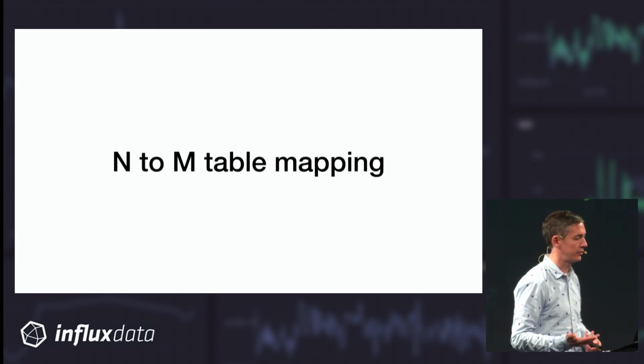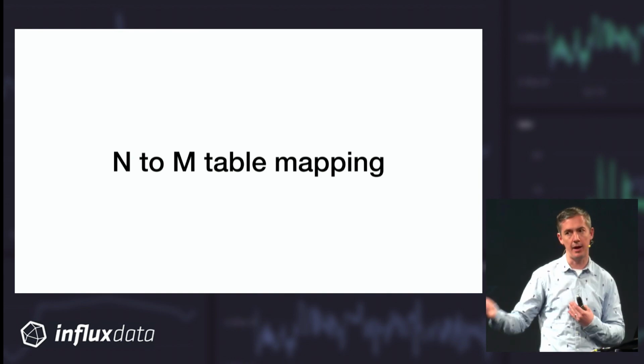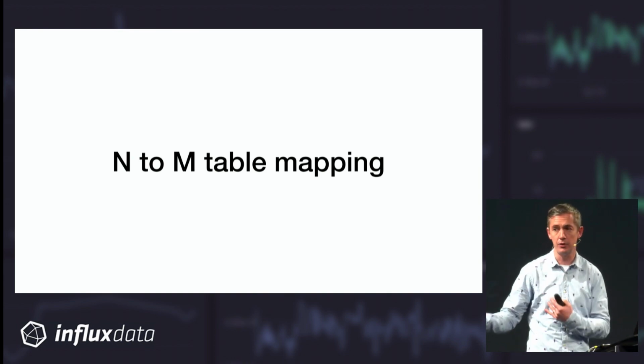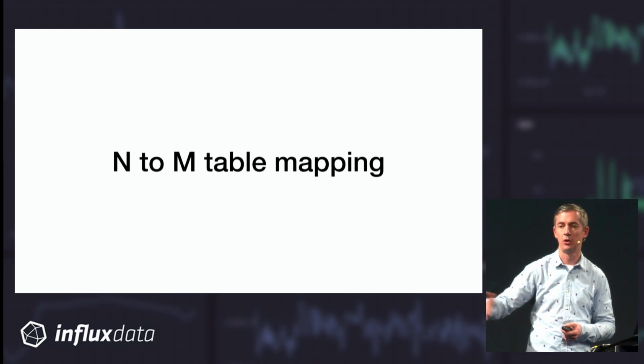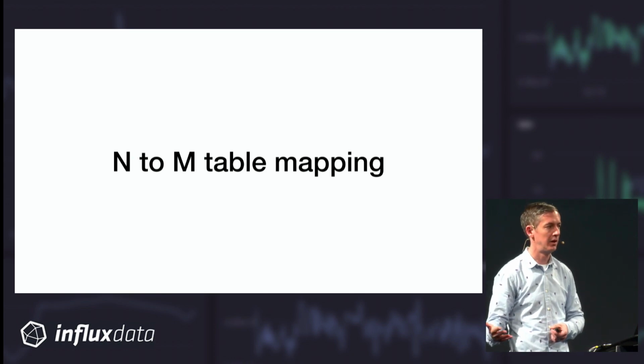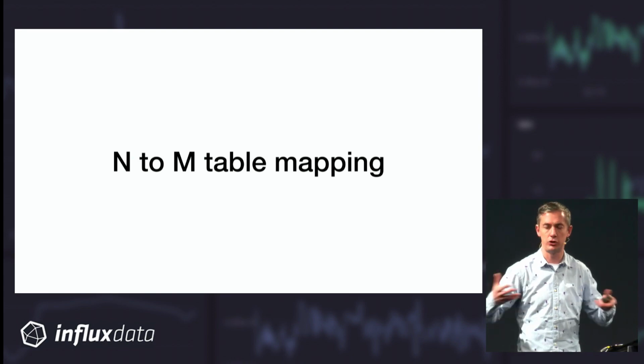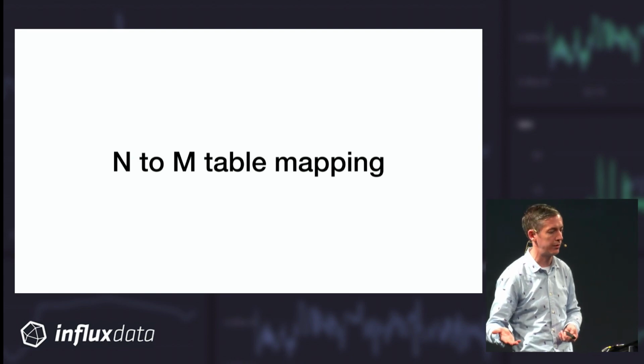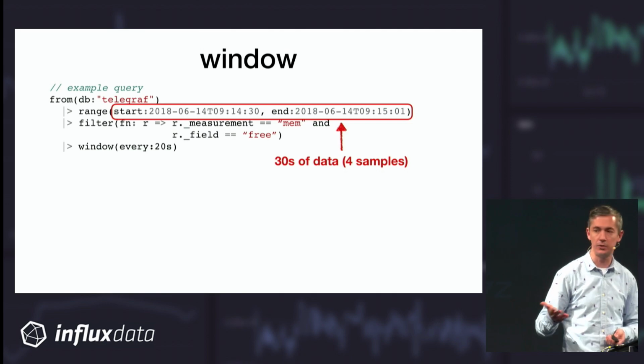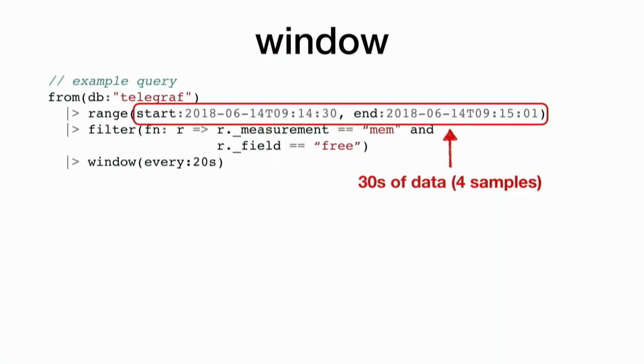The other kind of functions are functions that have an n-to-m mapping. So you could be increasing the number of tables that come as output or decreasing the number of tables. And the reason you do that is because you want to shape your data into different collections of time series that you can then work with. So let's take an example using the window function. The window function is a specific function basically for working on the time dimension.